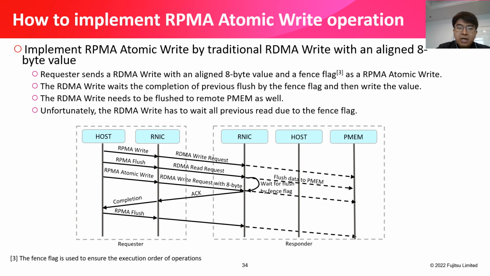How to implement RPMA atomic write operation? librpma implemented RPMA atomic write by traditional RDMA write with a lined 8-byte value. Look at this figure.